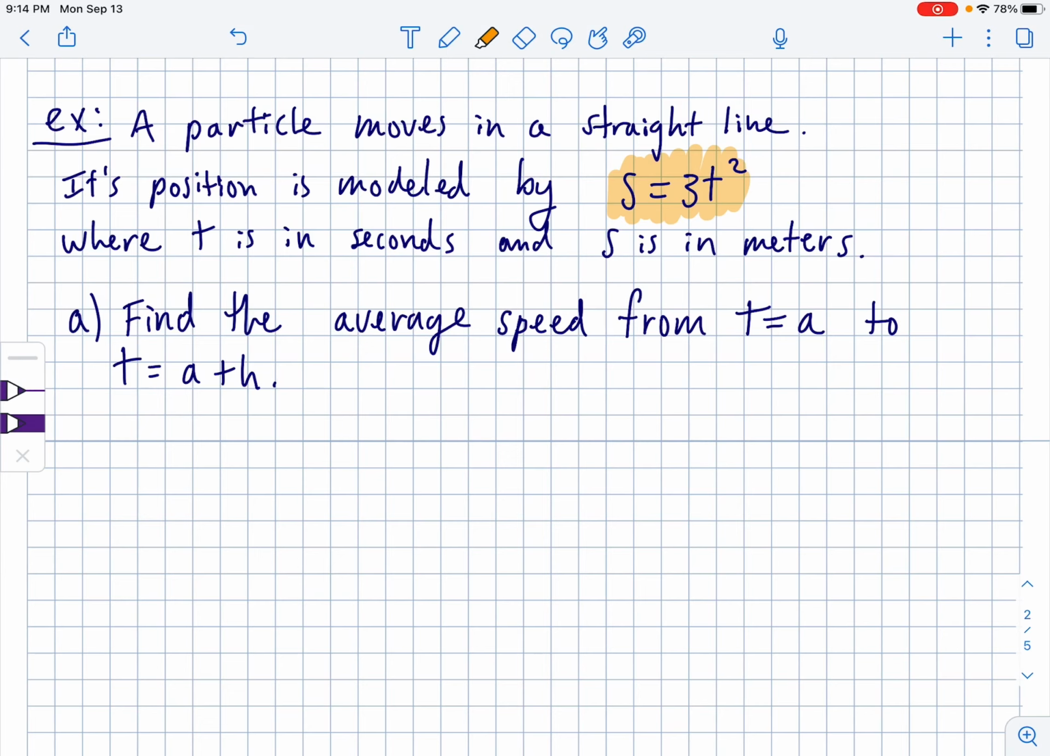So part A is we're going to find the average speed from t equals a to t equals a plus h. So what that means is we're going to put a into the function. So like here's our t value right here. We're going to replace that t value with t equals a and with t equals a plus h, and then essentially find the slope between those two things. So the average speed here is just the slope. It's like the total distance traveled over the total time.